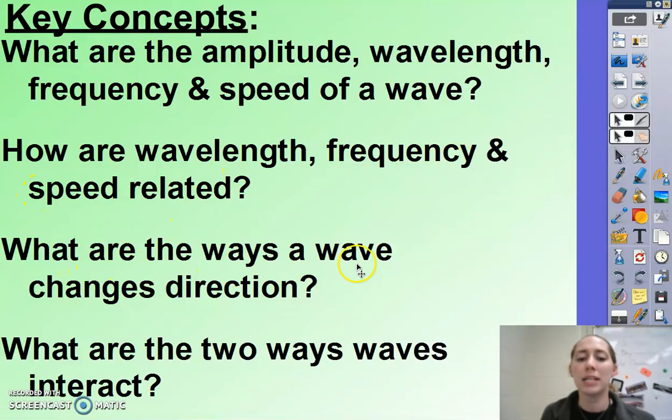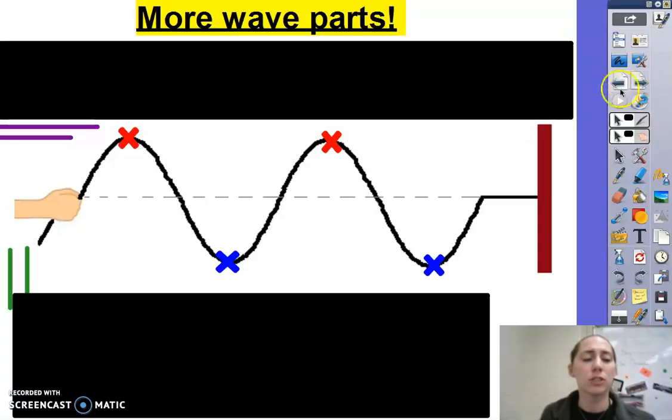What are the ways a wave changes direction? And what are the two ways waves interact? So let's first talk about wave parts.